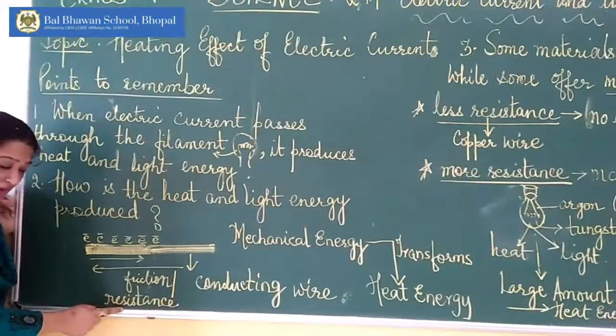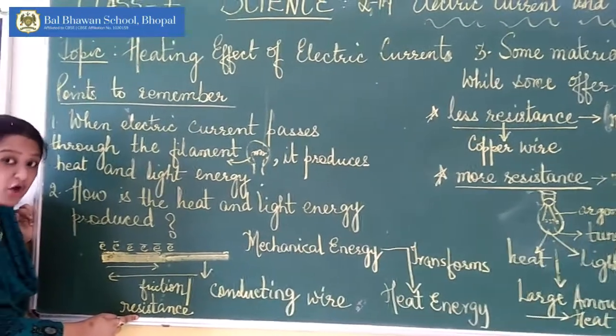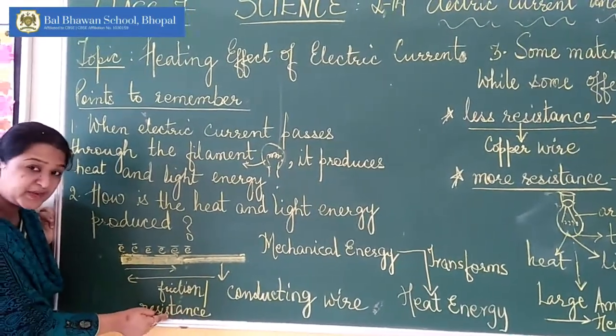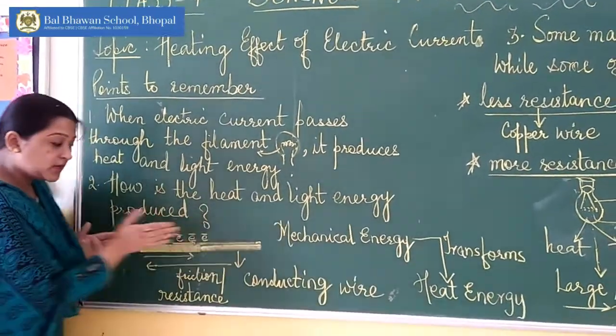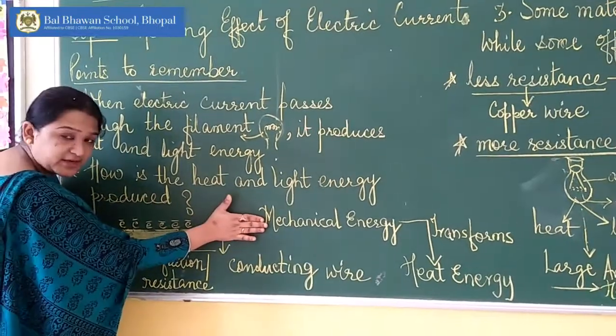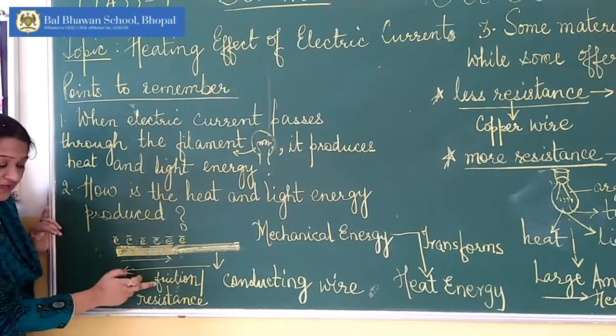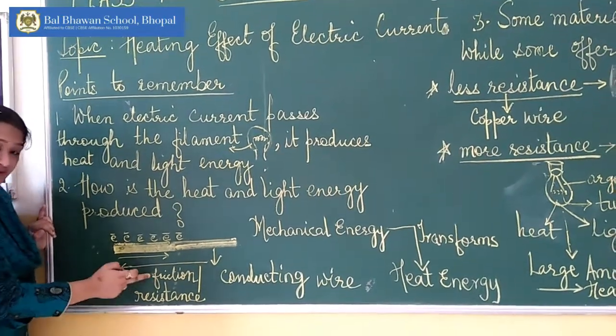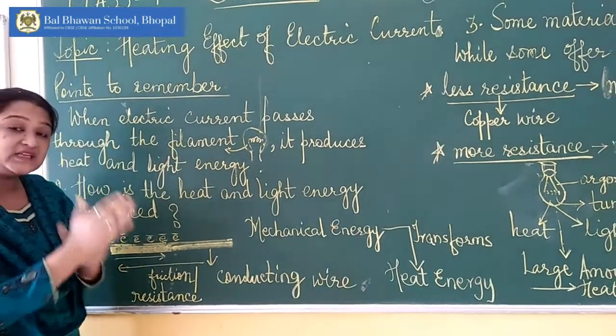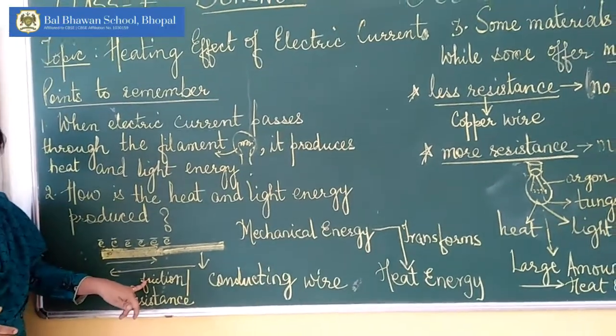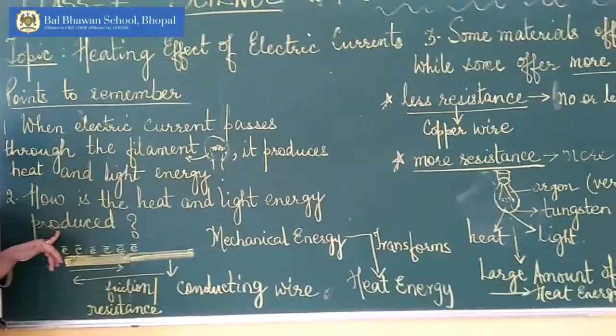Resistance. You remember we have done resistance or a resistor. Resistance means to oppose. Current is flowing in this direction, friction will be in this direction. So ultimately there is friction, and when there is friction, heat is produced. So you understood how heat is produced?